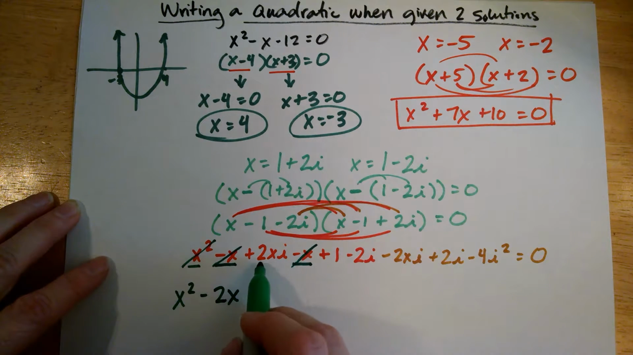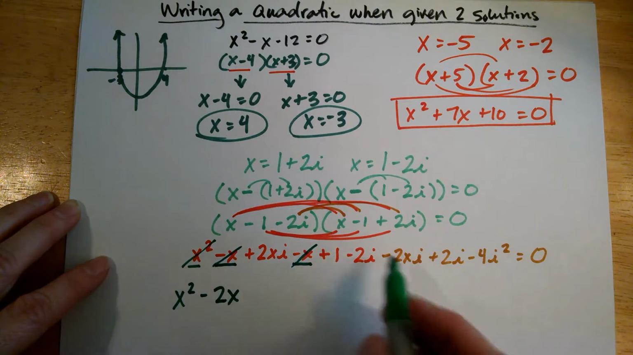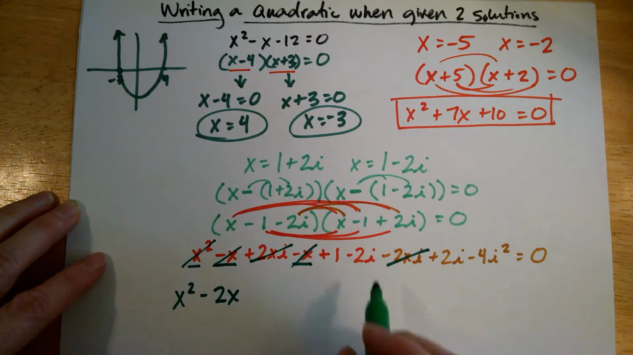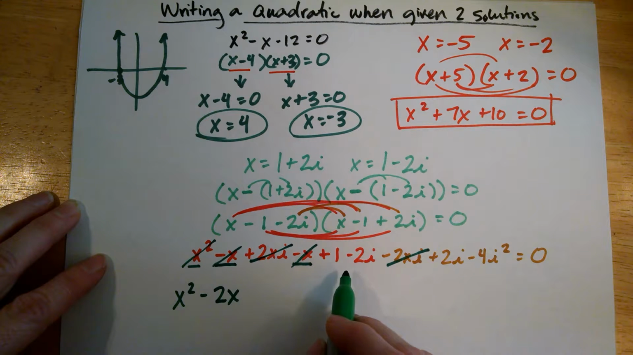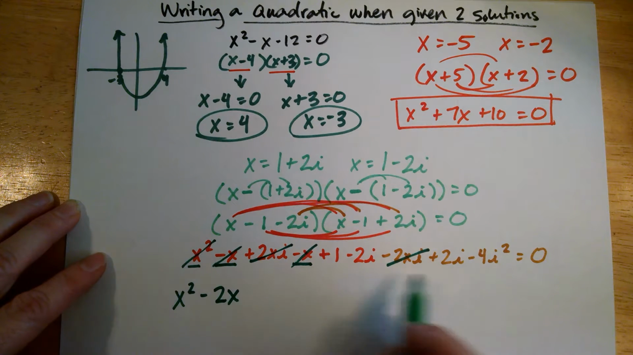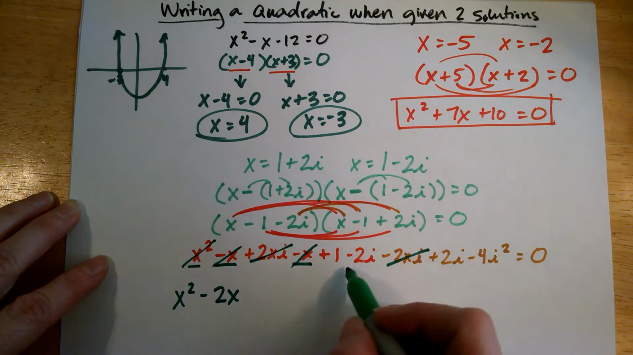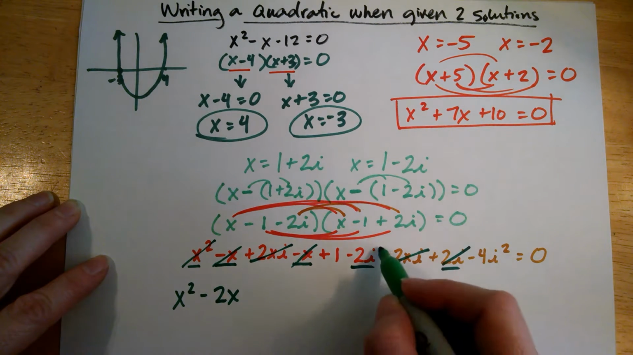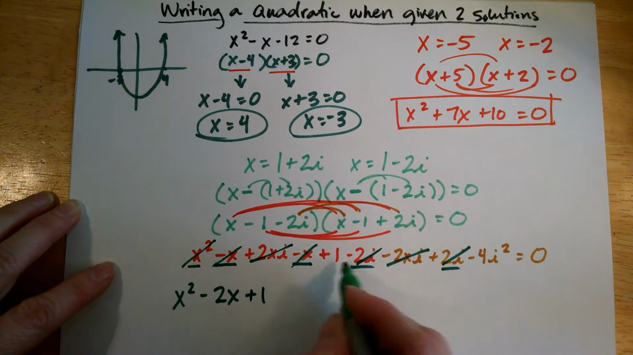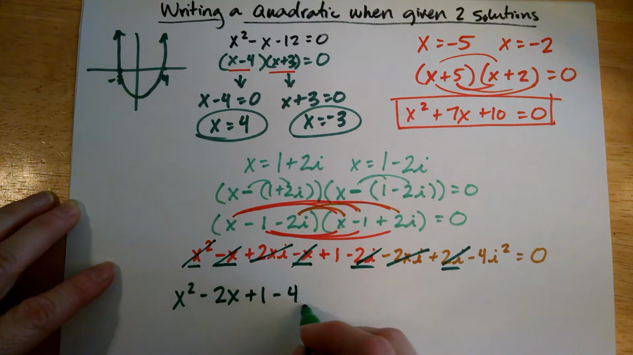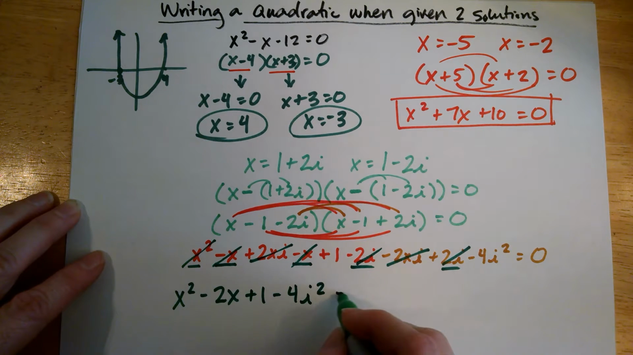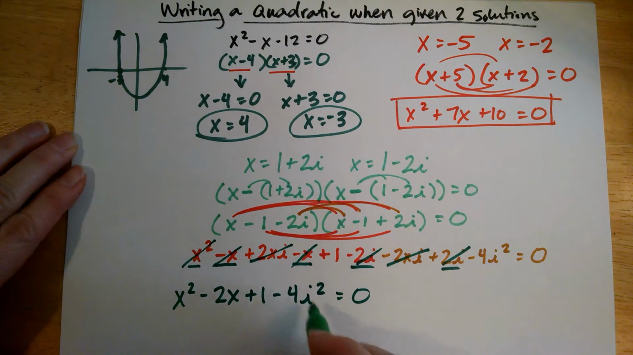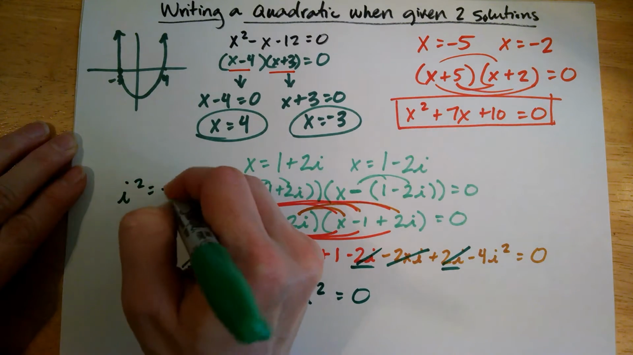Boom. I've got 2xi and a negative 2xi. Those actually canceled out. Then I've got an i here. I've got a 1, and these i's cancel out. Negative 2i and 2i, these guys cancel out as well. And I've got a plus 1, and I've got a minus 4i squared equals 0. Now remember, i squared equals negative 1.